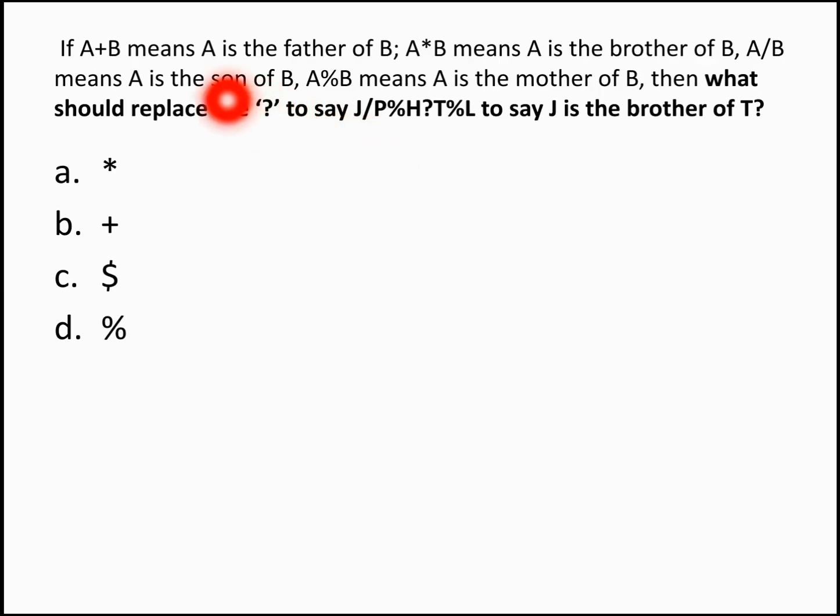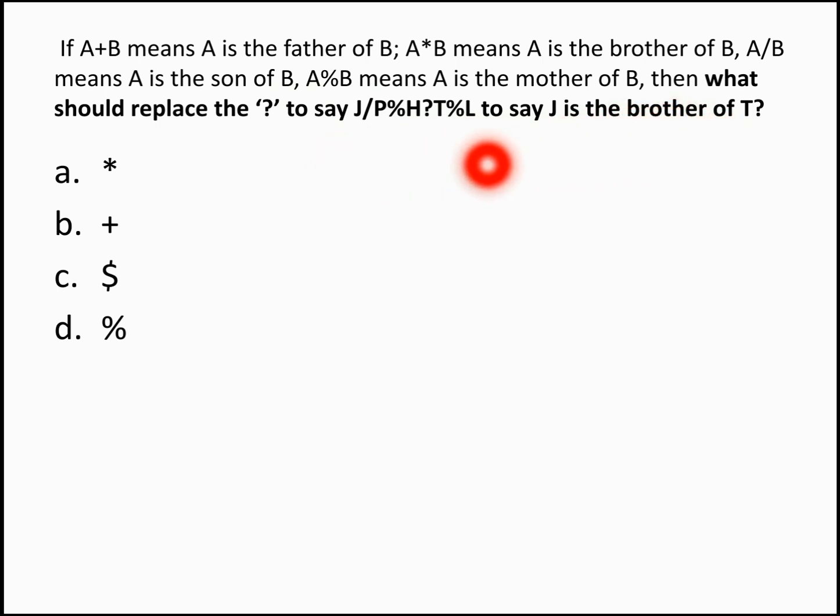If A plus B means A is the father of B, A star B means A is the brother of B, A by B means A is the son of B, A percentage B means A is the mother of B. Then what should replace the question mark to say J by P percentage H question mark, which is what we are going to replace, T percentage L to say J is the brother of T.